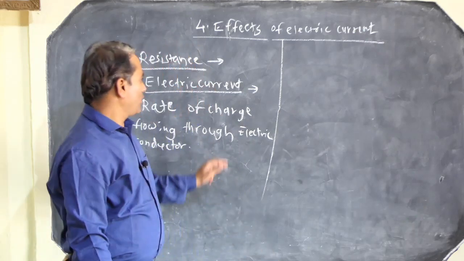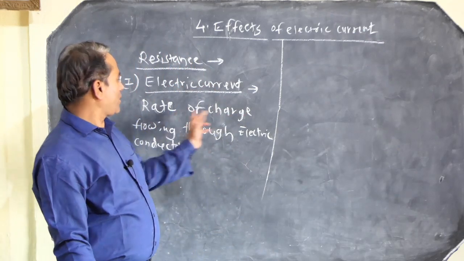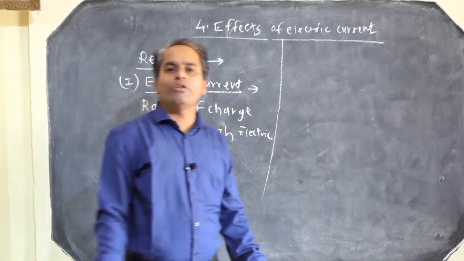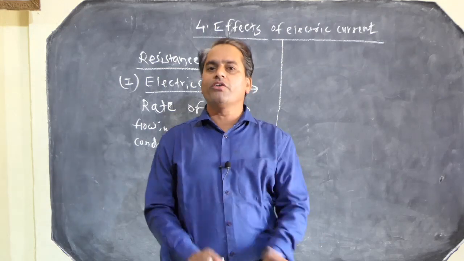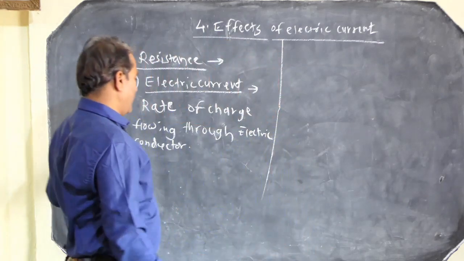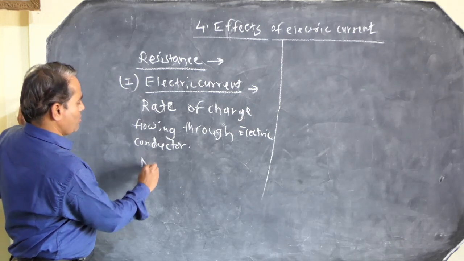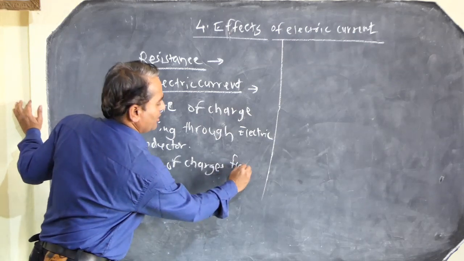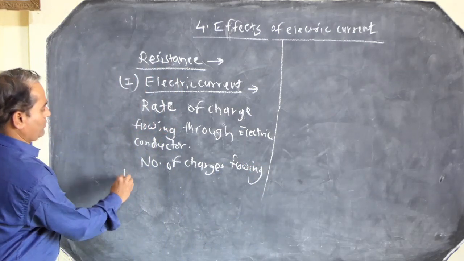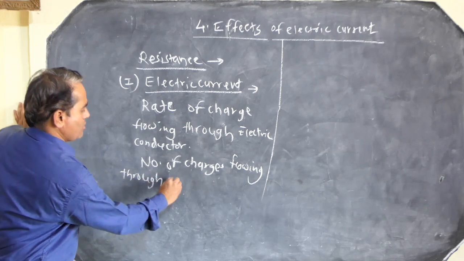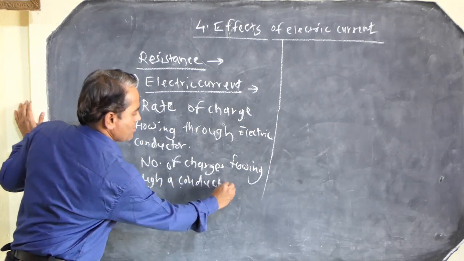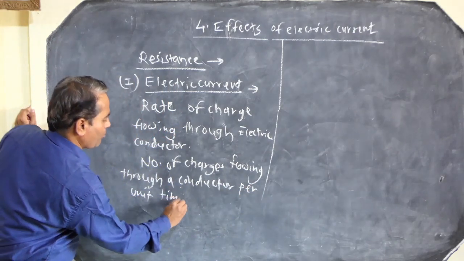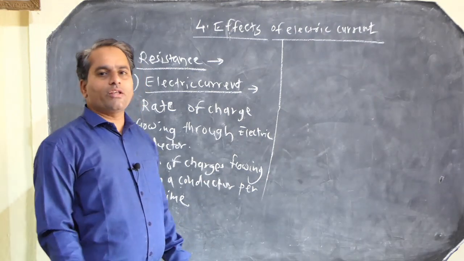So electric current is the rate of charge flowing through an electric conductor, or we can say the rate of flow of charge per unit time, or the number of charges flowing through a conductor per unit time. That is the property of the electric current.